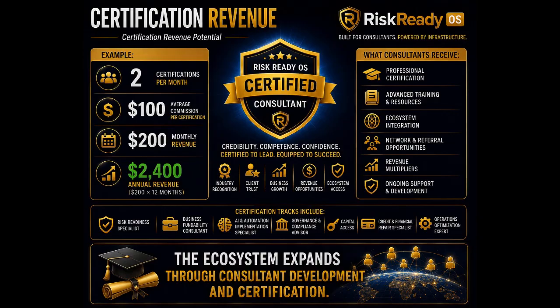Certification revenue adds another expansion layer. In this example, 2 certifications per month at a $100 reimbursement per certification generate $200 in monthly revenue, or $2,400 annually. Certification matters because it creates standards. It helps consultants understand the platform, scoring systems, readiness process, and client advisory model. It also expands the ecosystem. Every certified consultant, advisor, broker, or agency operator can join a larger distribution and service infrastructure. That is how the model expands through training, development, and deployment.